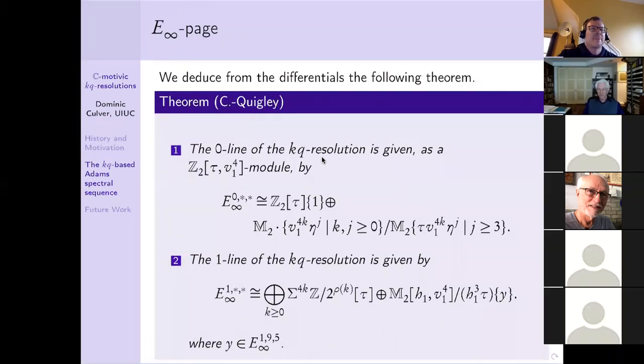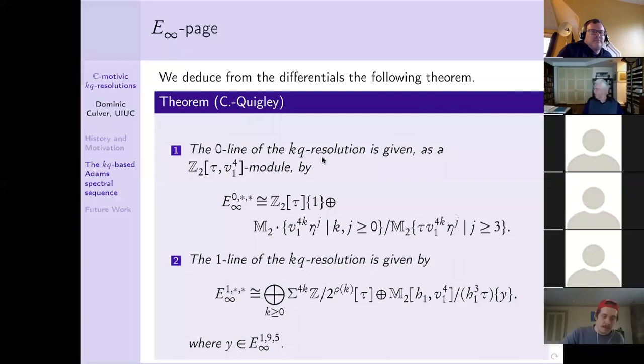So yeah, you can calculate the 0 and the 1 line of the keq-based atom spectral sequence, and this is what it is. The thing I want to point out is that you see a lot of these eta torsion-free things in the 0 line and in the 1 line. Okay, so this y, by the way, is the thing that detects epsilon.